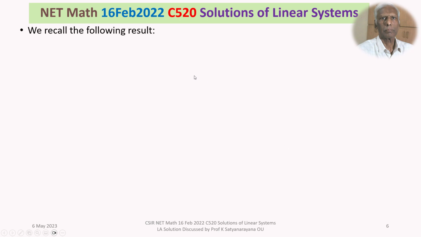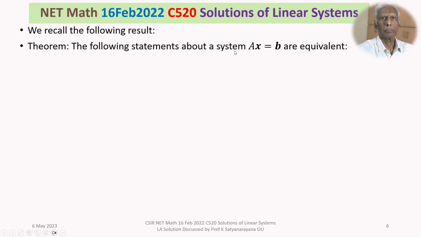Before entering into the discussion of the solution of the problem, we recall the following result from linear algebra. Theorem: the following statements about a linear system Ax is equal to b are equivalent. First, Ax is equal to b is consistent, that means Ax is equal to b has a solution. Second, b belongs to the column space of A.